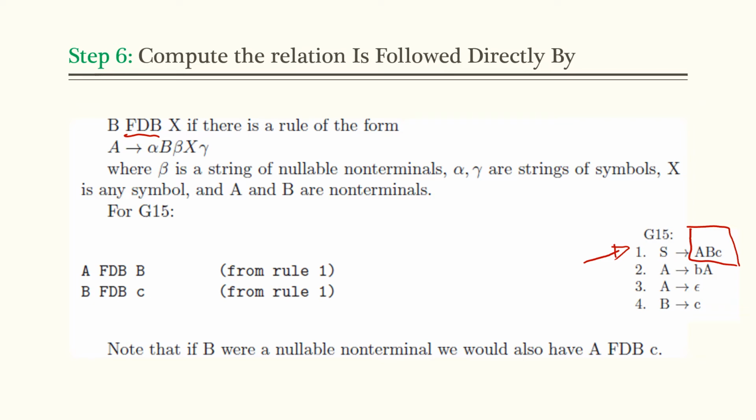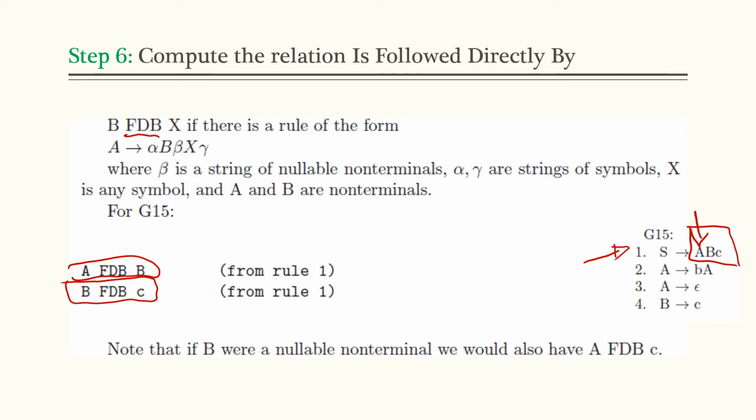So we start with A. What follows directly after A is B. So we write down A followed directly by B. Then move to the next one, which is B. What follows directly after B is C. So we write down B followed directly by C.